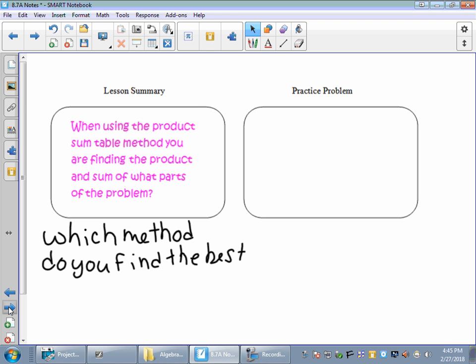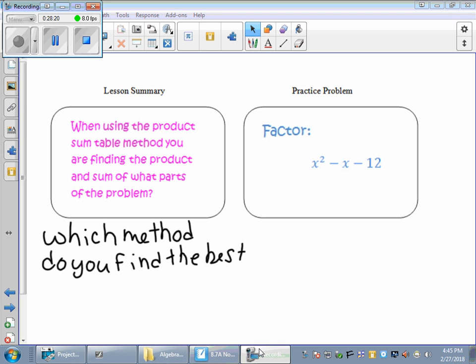And of course, we have a practice problem. In order to get our stamp, I need to see that you have x squared minus x minus 12 factored on your paper for that stamp. I hope that you liked one of these methods. If you have any questions, please make sure to ask.